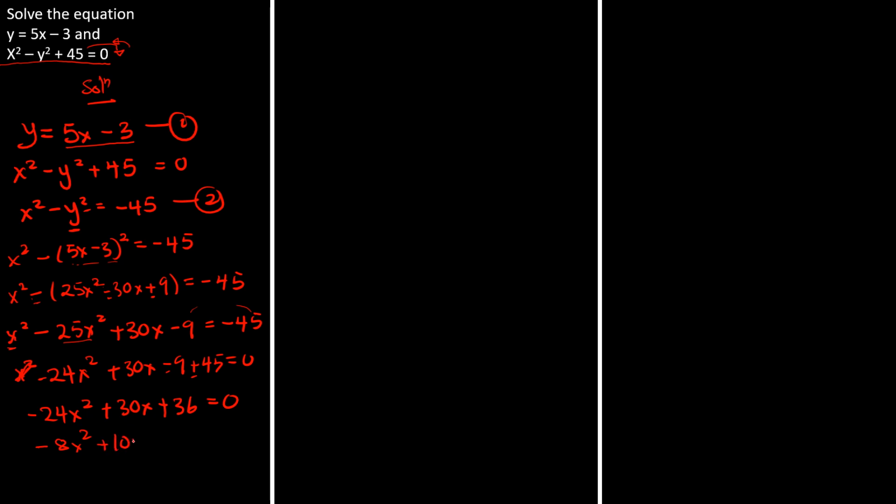So plus 10x, and then 3 by 36 more 12 times. So plus 12 is equal to 0. And we can use 2 as well. So here 2 come here. So let's say negative 4x squared plus 5x, then plus 6 is equal to 0. Let me just repeat that here. Negative 4x squared plus 5x plus 6 is equal to 0.